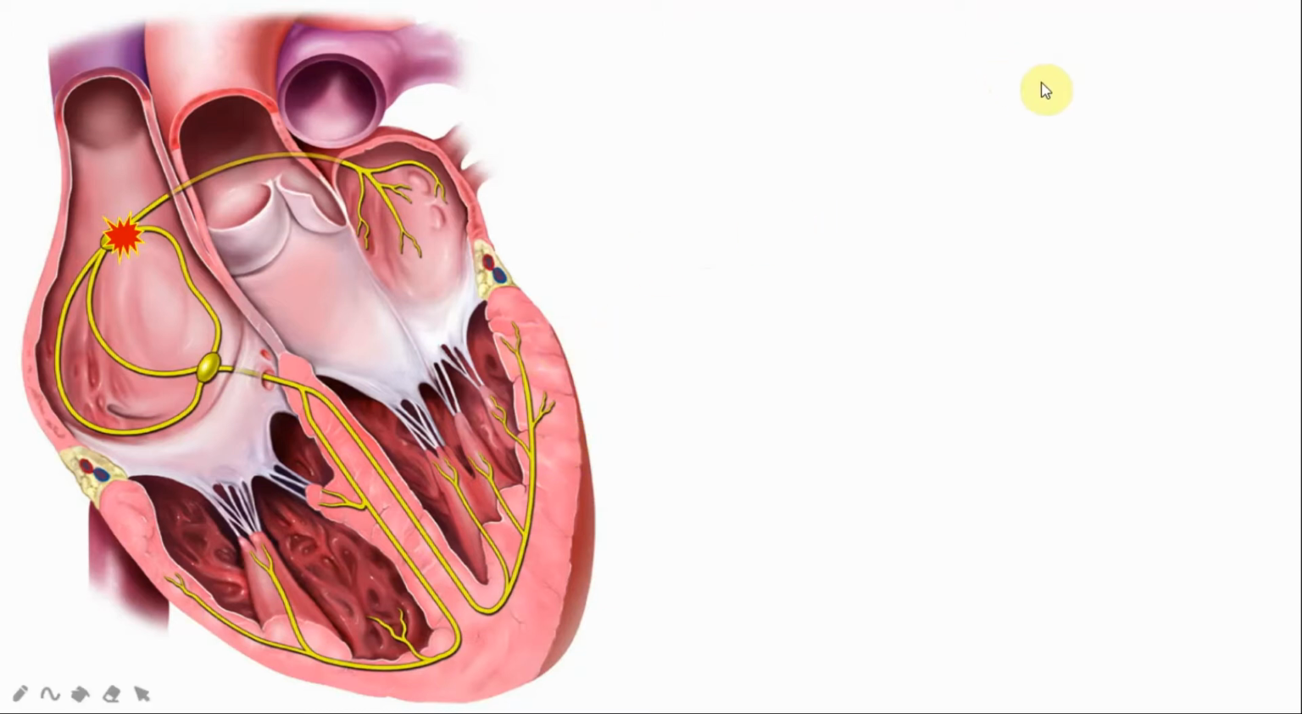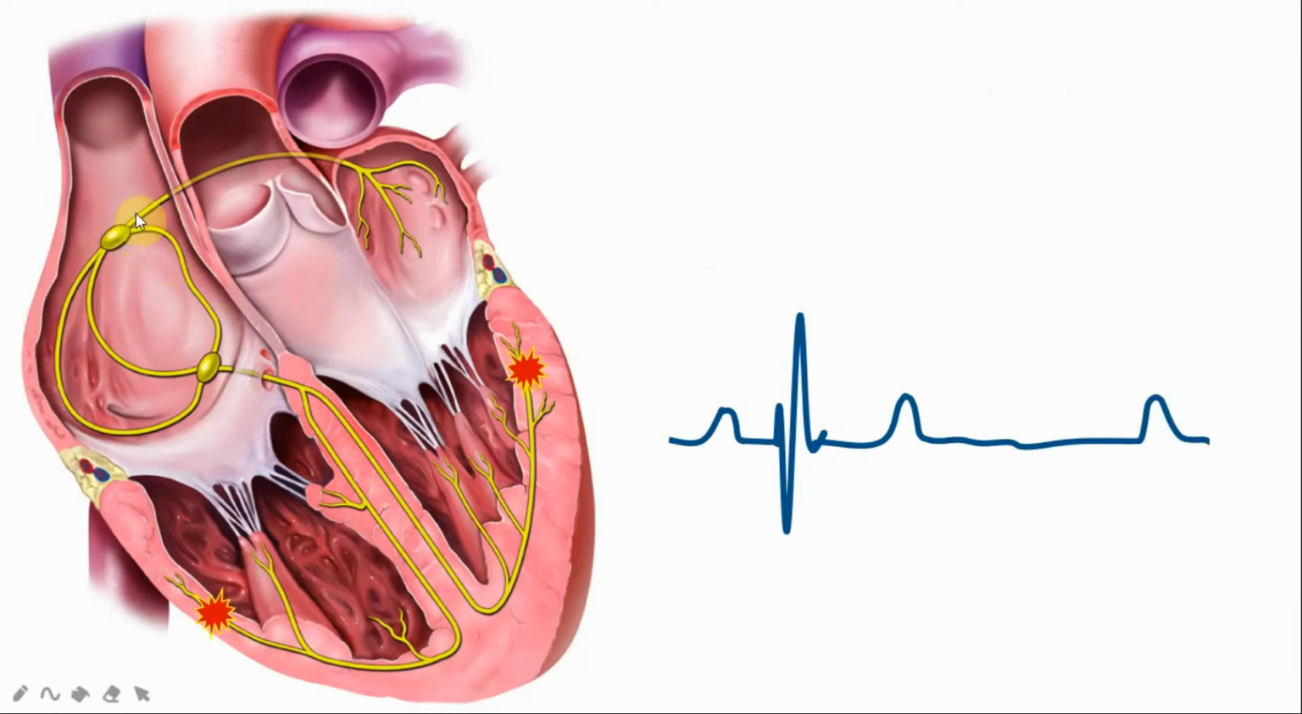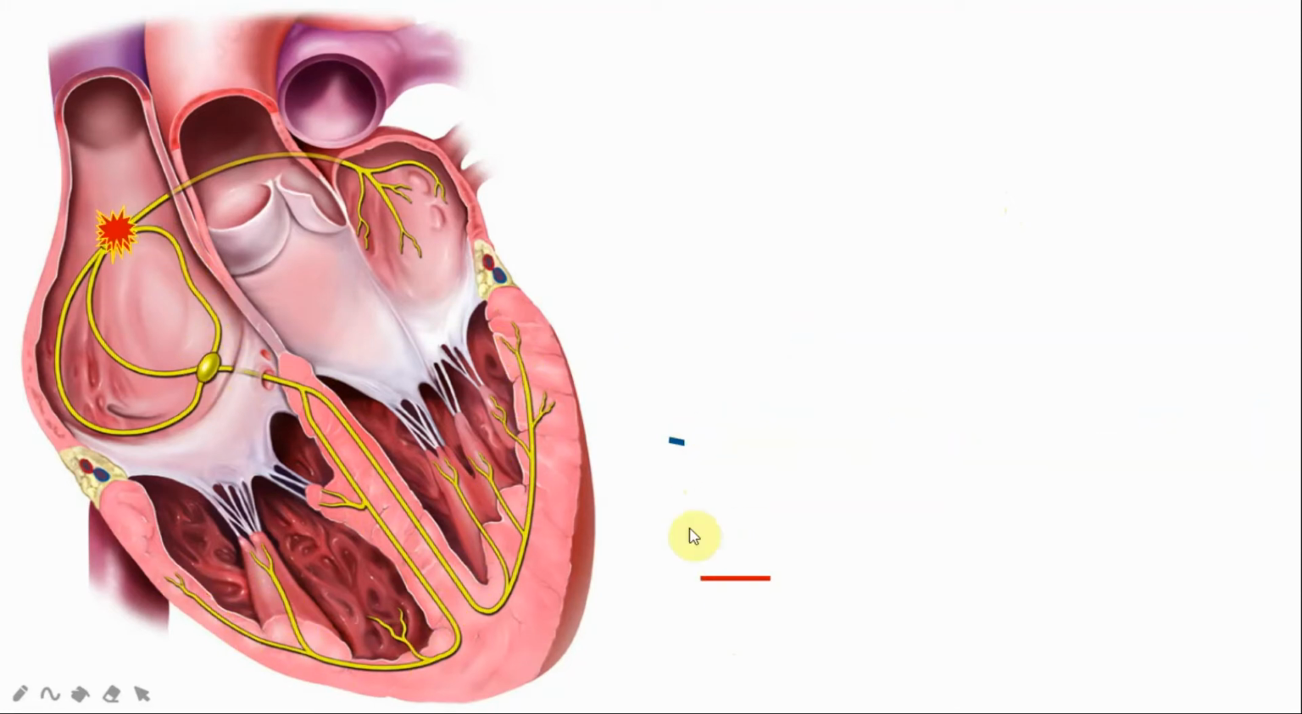So this is what happens in a normal looking ECG. As you can see, there is this cardiac impulse transmitted, and Becky is going to talk about it in a little bit more detail, but let me show you the PR interval. The PR interval is from the beginning of the P wave to the beginning of the QRS complex, this bit.